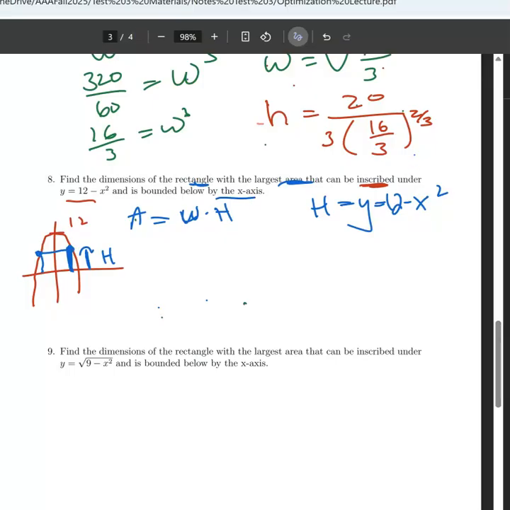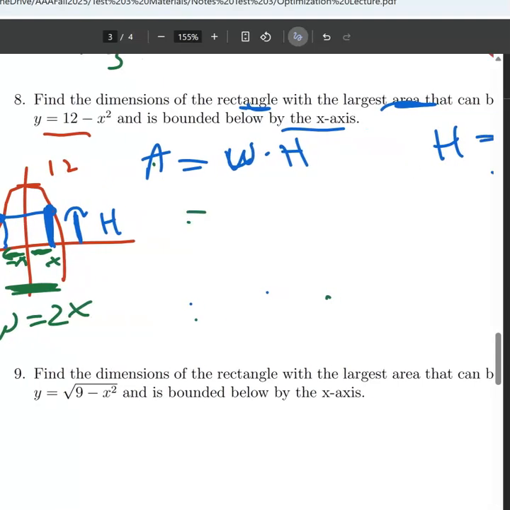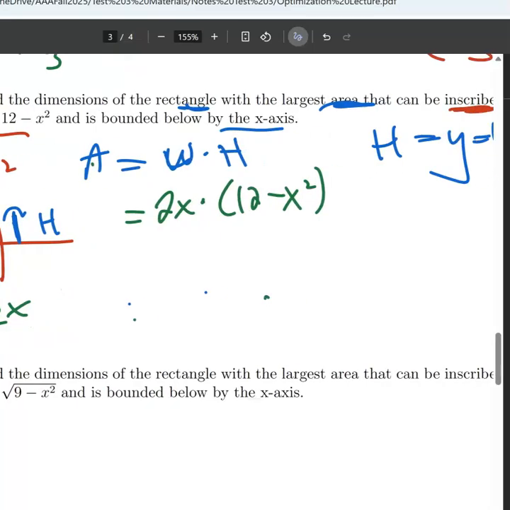Now let's talk about the width. So we know this is an x value, and this would be the same x value, right? It would just be in the opposite direction, negative x. So can't we say that the width is equal to 2x? We can. So my area is going to be 2x times the height, which is 12 minus x squared.